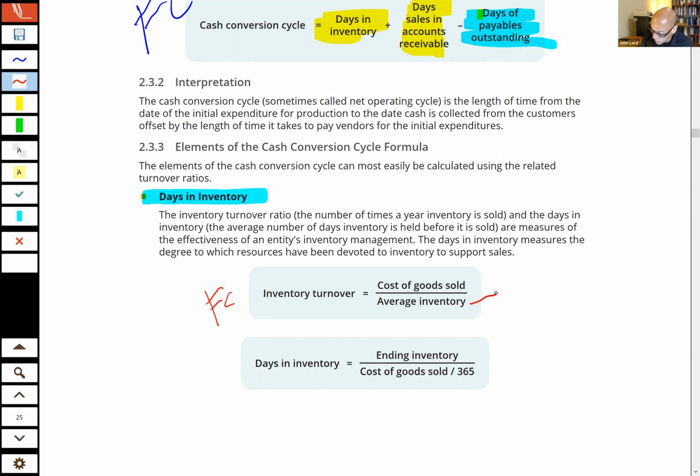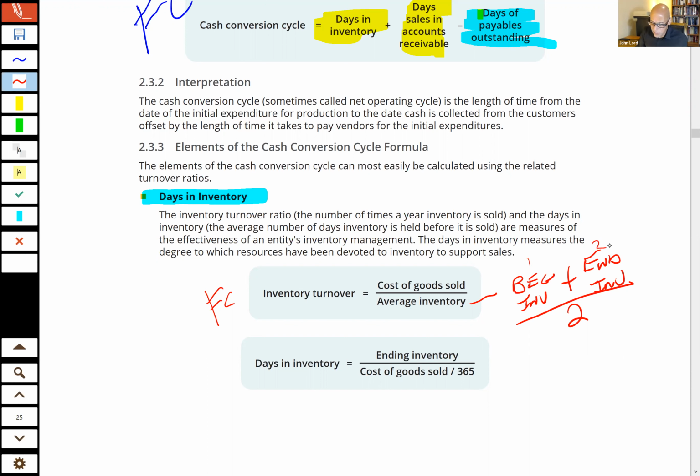And average inventory, guys, don't forget, is going to be what? Beginning inventory plus ending inventory. And then we divide that by 2. And sometimes students will say, well, why are we dividing it by 2? And the reason is because there are what? 2 numbers in the numerator. To get the average of those 2 numbers, you divide by 2. We consider that the average inventory.